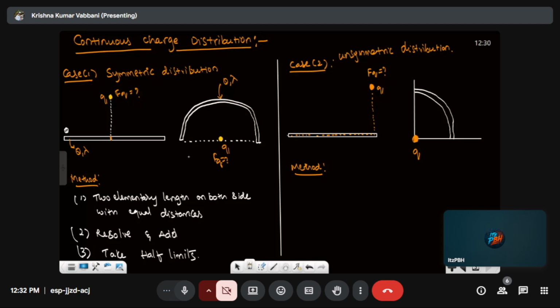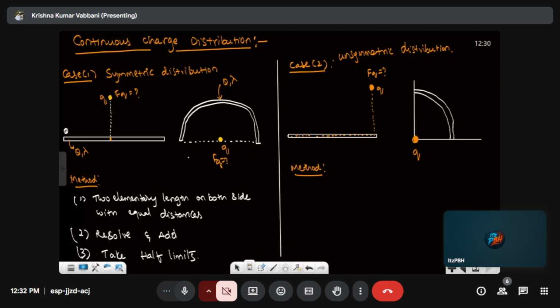Now let's take the first case, the first problem. I am taking this as my line conductor with charge q, so there is a linear charge density lambda, and this is the source charge q. I want to find the net force at this point. So how do we find this?